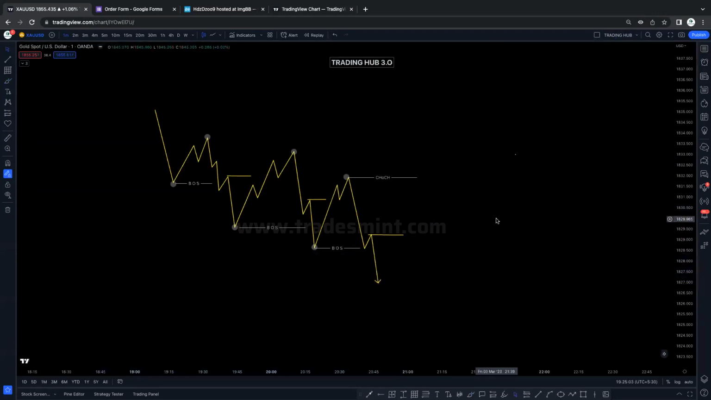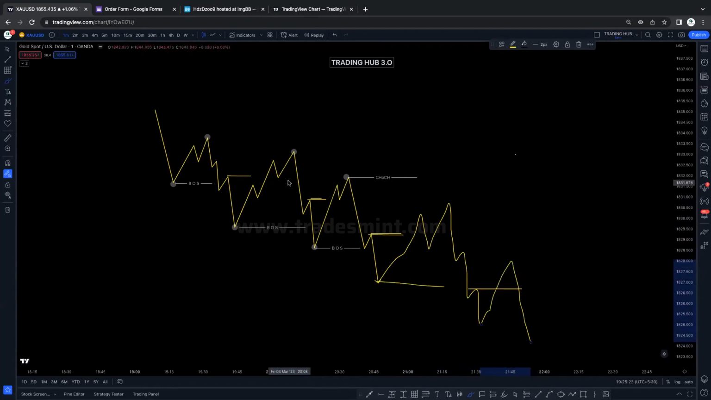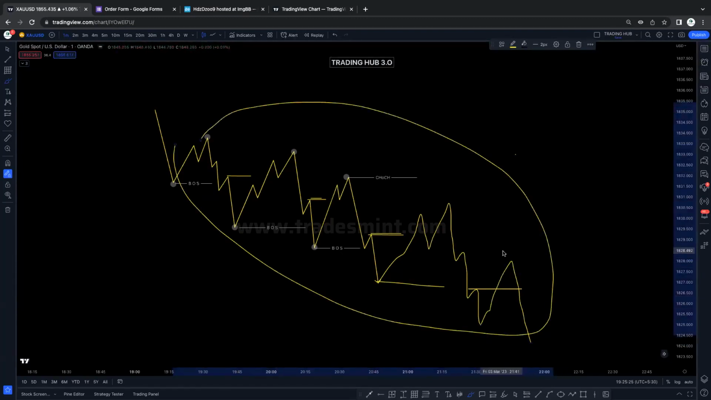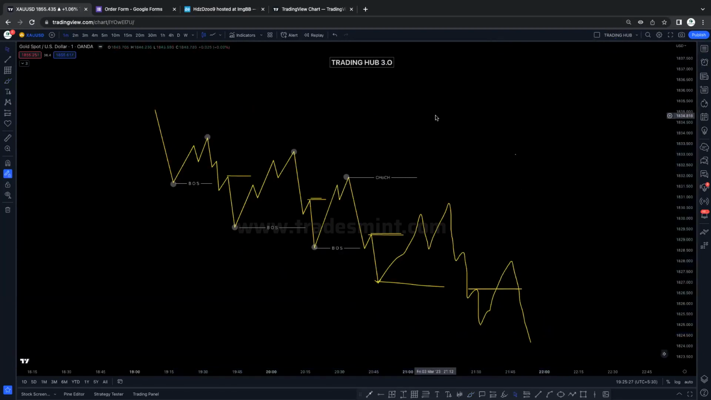The first pullback is called CHoCH. But if price is not tapping any POI and the market takes out the first pullback, which acts like an inducement like this, right? The market continues higher and then pushes downside. Again, break of structure, this high acts like an inducement, again goes higher and pushes downside. So this process will continue in a downside, and in an upside also.